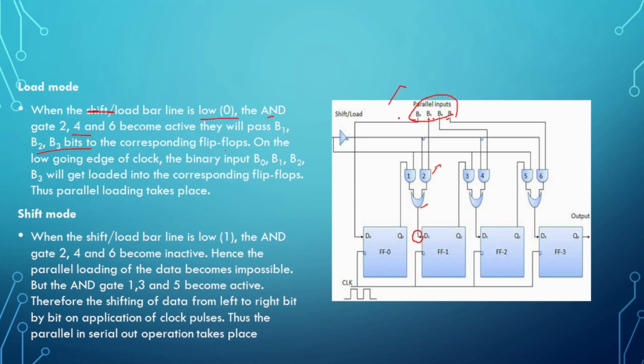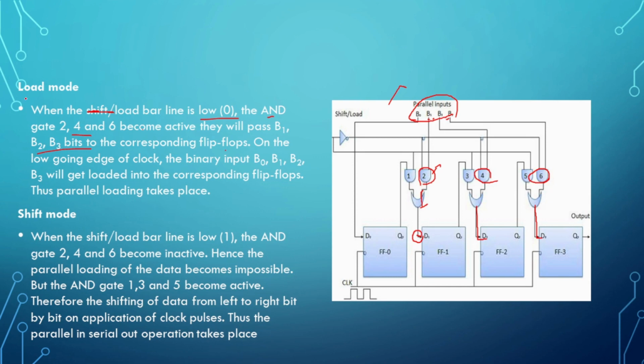Usually it is given the 0 value. The AND gates 2, 4 and 6 become active, and they will pass B1, B2 and B3 to the corresponding flip-flops. So one of these inputs is connected here, and this is connected with this flip-flop, and this output is connected with this flip-flop. Here the parallel loading takes place in this load mode.